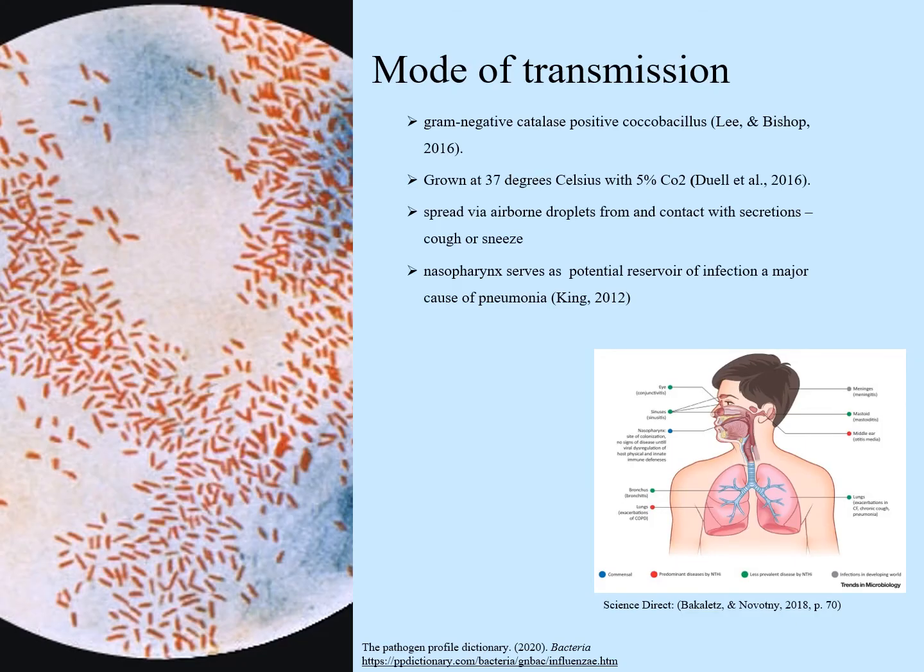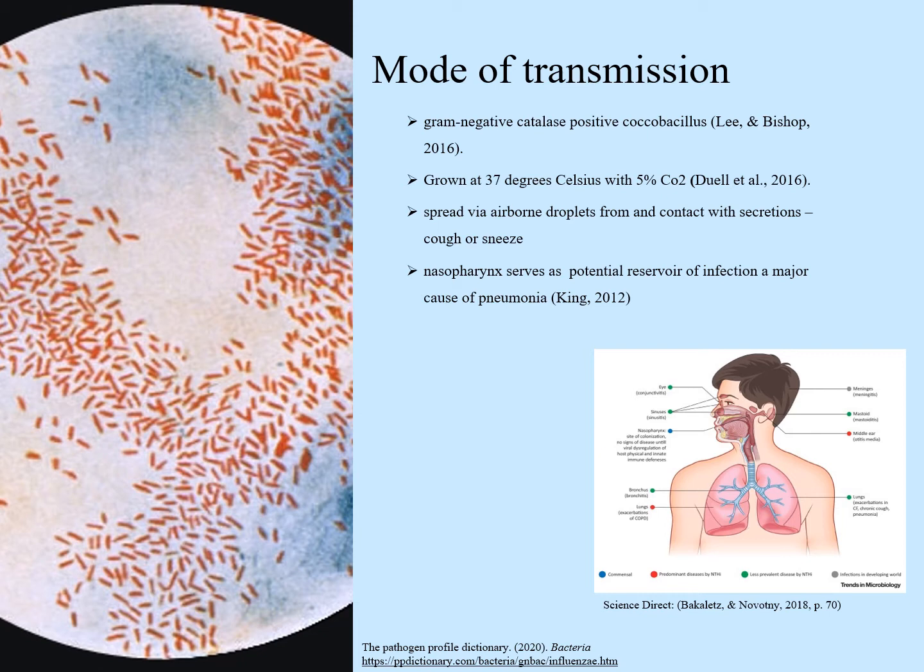Haemophilus influenzae is a gram-negative catalase-positive cocobacillus that is found in the upper and lower respiratory tracts. It is grown at 37 degrees Celsius with 5% carbon dioxide. Transmission to a new susceptible host occurs from the nasopharynx, and this serves as a potential reservoir of infection from the bacterium that may spread to the lower respiratory tract and is a major cause of pneumonia.